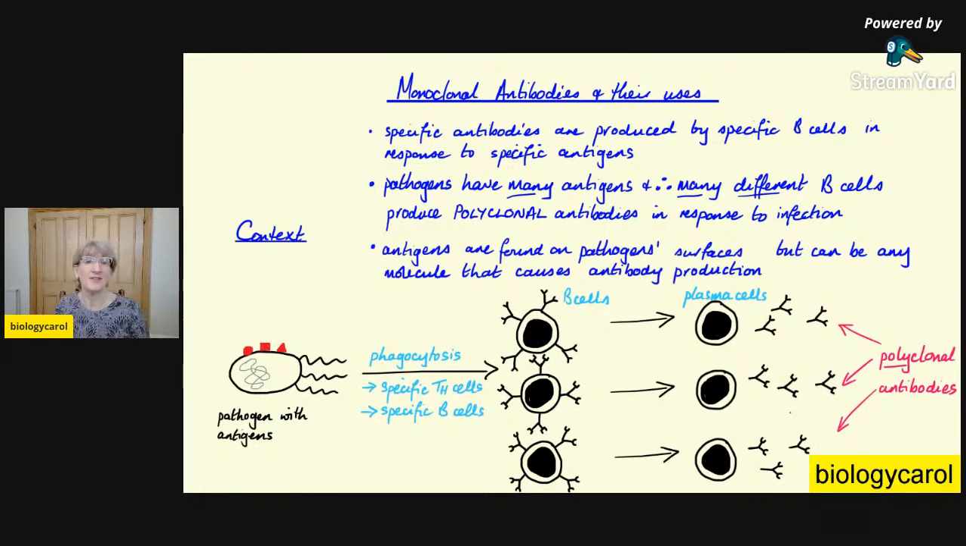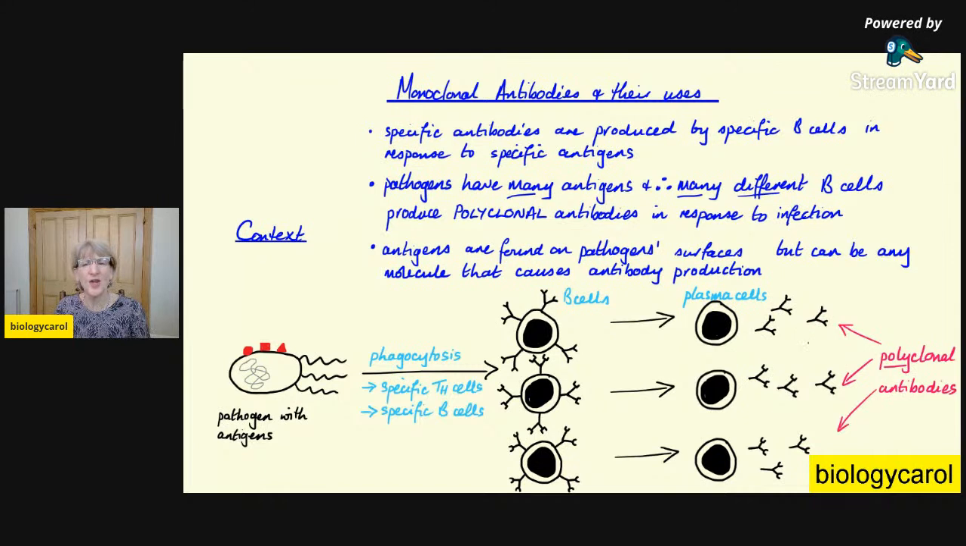So now here's the other thing that you need to get your heads around to understand how on earth monoclonal antibodies can be of any use to us. Antigens aren't only found on pathogen surfaces. They can actually be any molecule that ends up causing an antibody to be produced. And therefore, that makes antibodies incredibly useful to scientists.